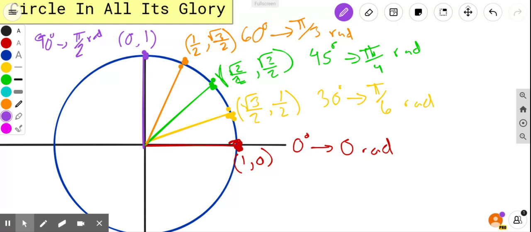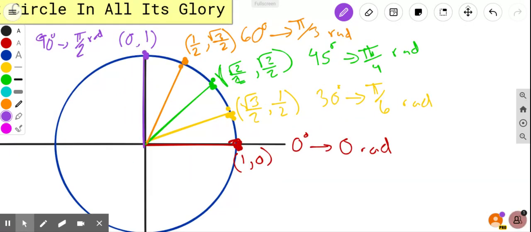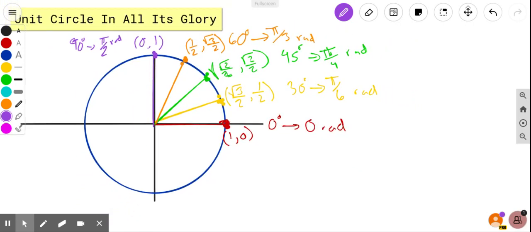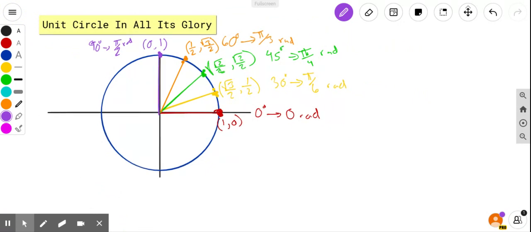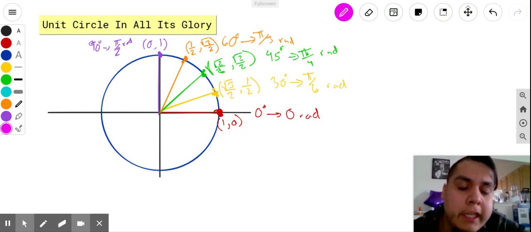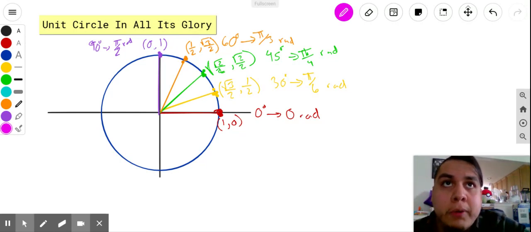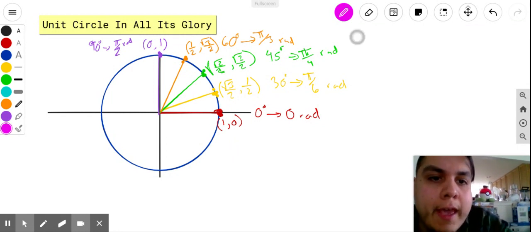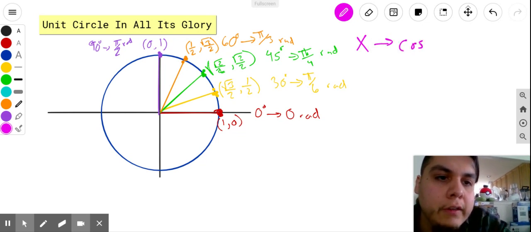Okay? So that's the unit circle that we have, and that's where this all kind of comes back in together. So let's talk about how to use the unit circle. If you notice, each of these angles produces an x and a y coordinate value, right? So the x value will be the cosine of the angle. The y value will produce the sine of the angle.